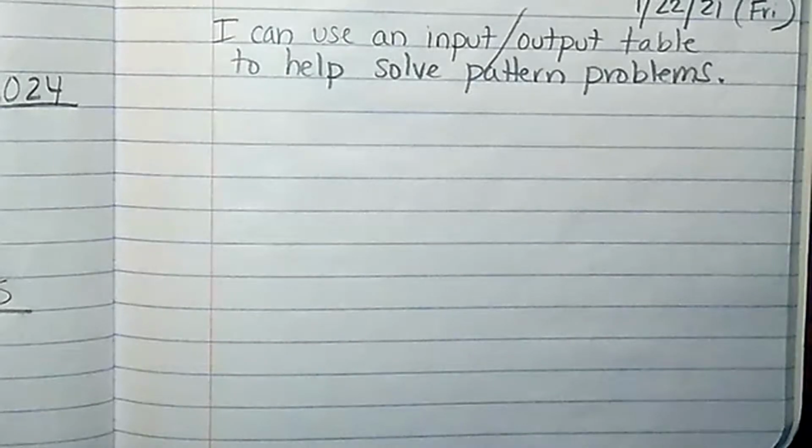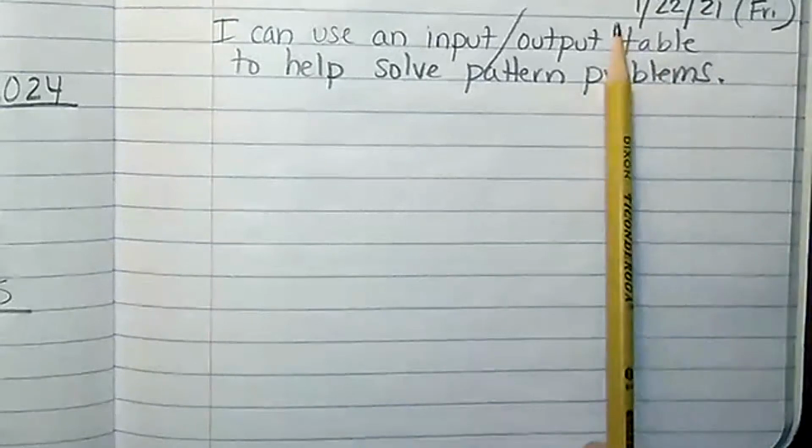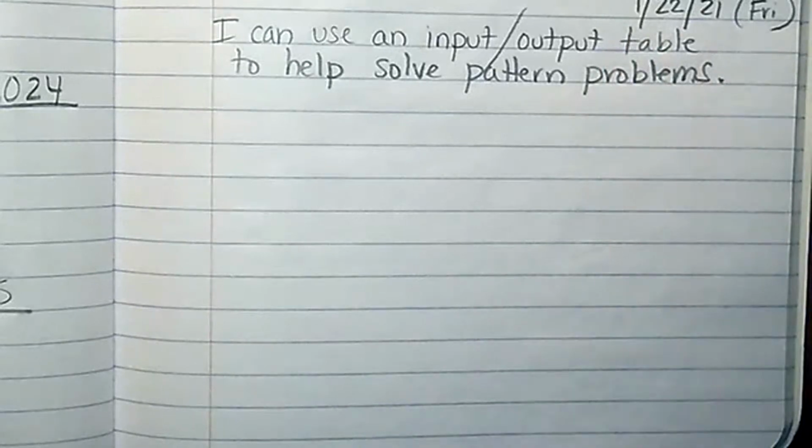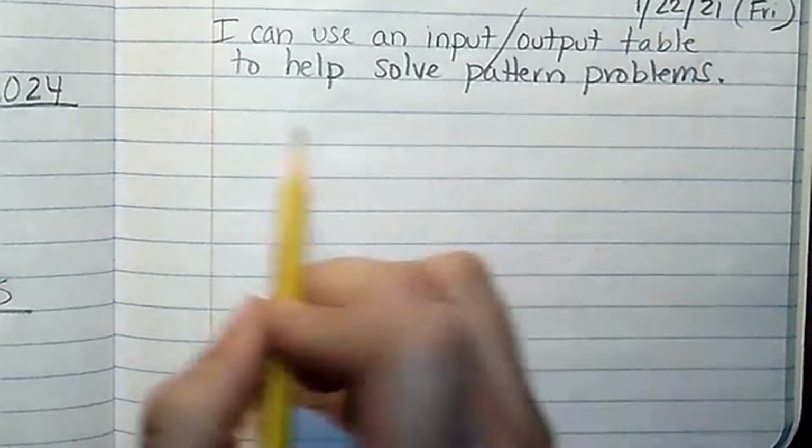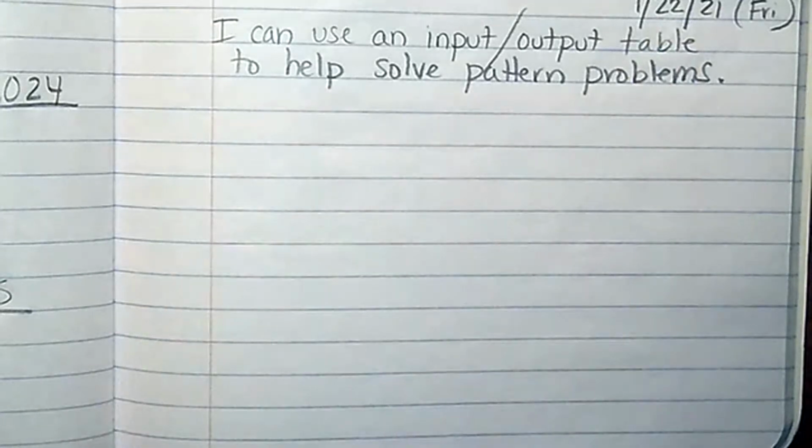Good morning. Today is Friday, January 22nd, 2021, and our can for today says, I can use an input-output table to help solve pattern problems.